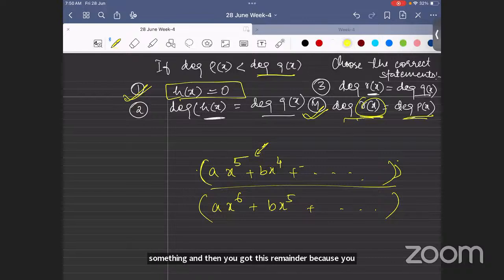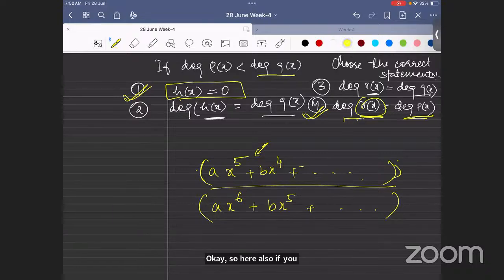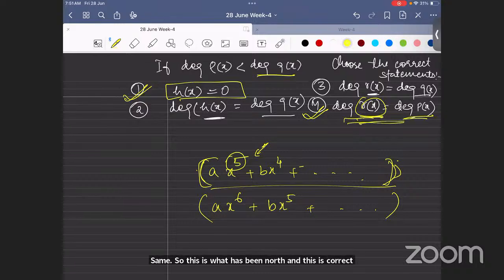Okay, so here also if you divide this, you'll be getting the quotient as 0 because you can't divide it, but this can work as a remainder directly. So the degree for the remainder can be the same as the degree of the given polynomial. So this is what has been asked, and this is correct. So the first and the fourth. Is this clear? Yes.